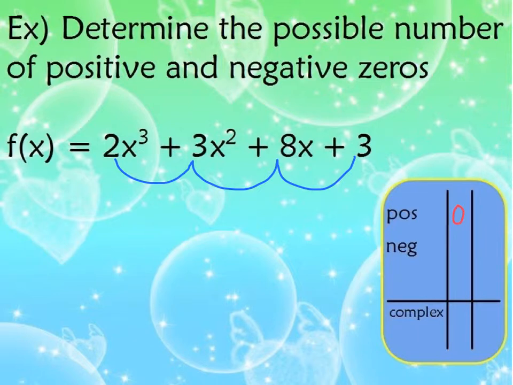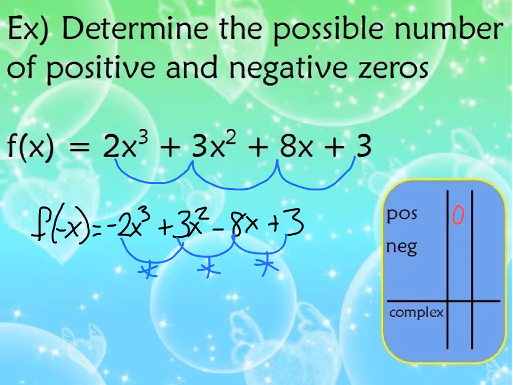So now what I want you to do is to go find f of negative x, and then see how many sign changes you have. Pause the video, go do the work. Okay, this one had a lot of sign changes in it. You should have ended up with a 3 for your negative.